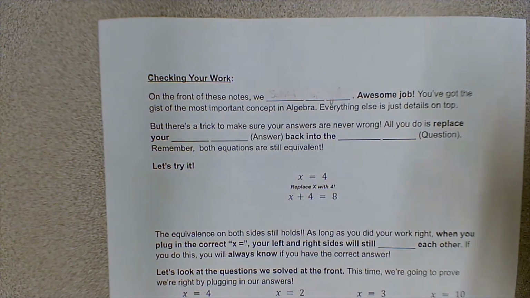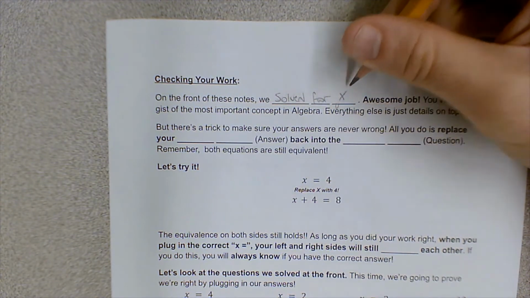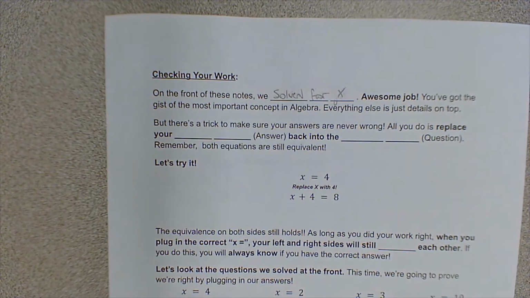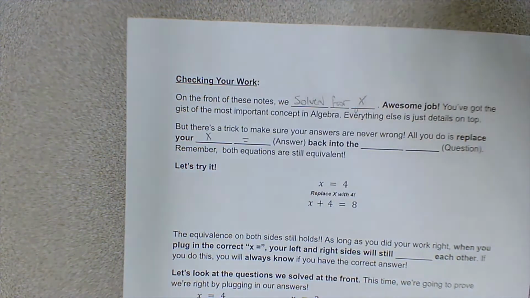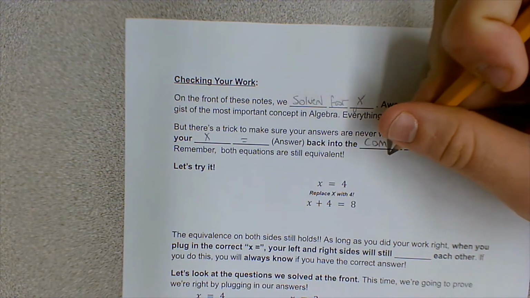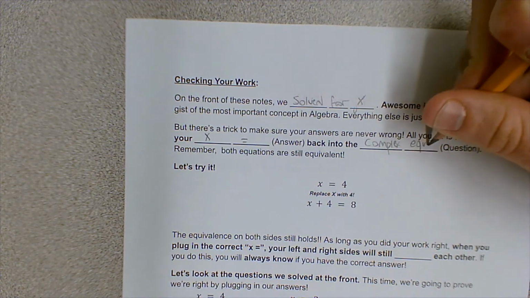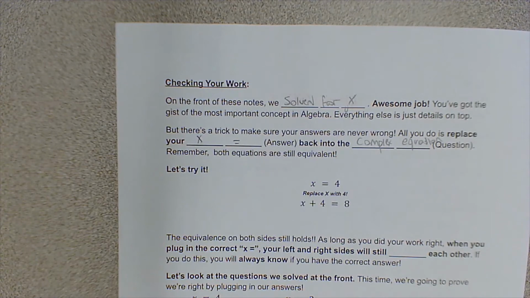Okay, so on the front of these notes, we solved for x. Awesome job! You've got the gist of the most important concept in algebra. Everything else is just details on top. But there's a trick to make sure your answers are never wrong. All you do is replace your x equals, or your answer, back into the complex equation, or your question. If the equivalency holds, that means you have the right answer. Remember, both equations should still be equivalent.